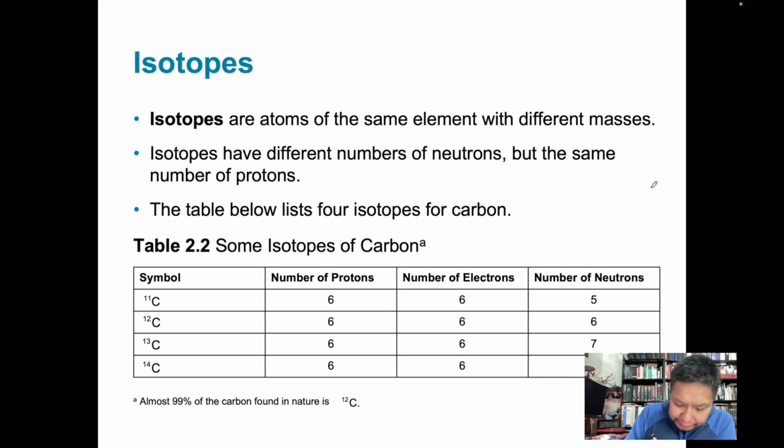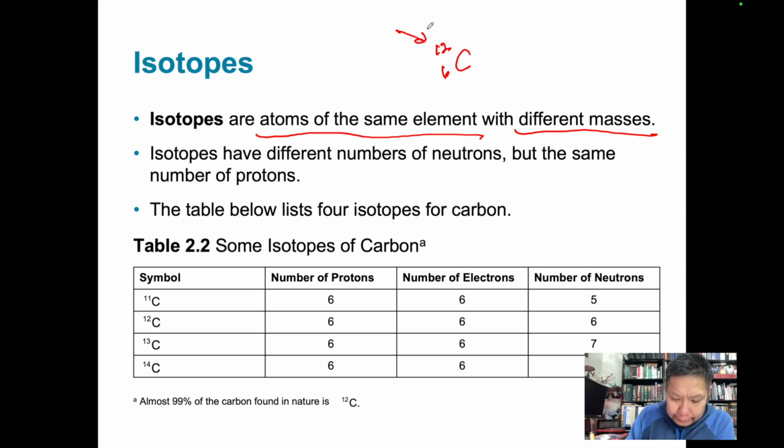So what are isotopes? Isotopes are the same atoms, but with different masses. Why do they have different masses? Well, remember when we had this little notation here? This is the mass number right there. The mass number is the protons plus the neutrons. If you change the number of neutrons, then the mass changes.